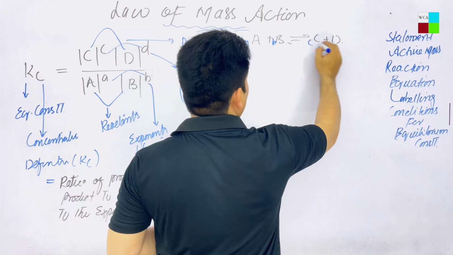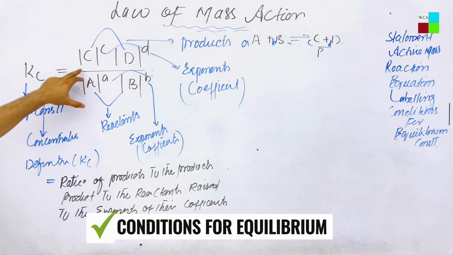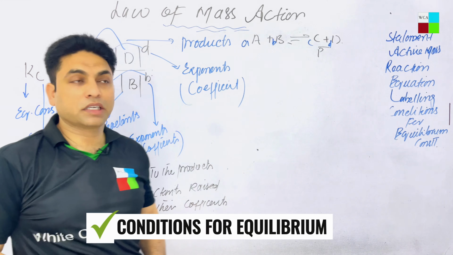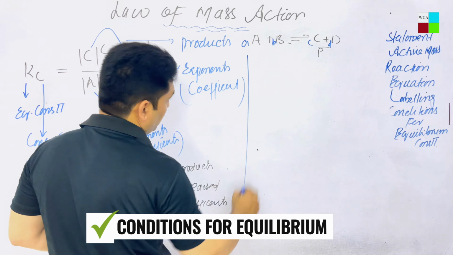So this is the definition. You can remember this from here, because from the books it is not made very clear. So that's why I am telling you that you should focus here, that it is the ratio of product to the product, product of the reactants to the exponent of their coefficient. So this is the definition for the Kc. Now we should have conditions for the equilibrium. What are the conditions for the equilibrium?